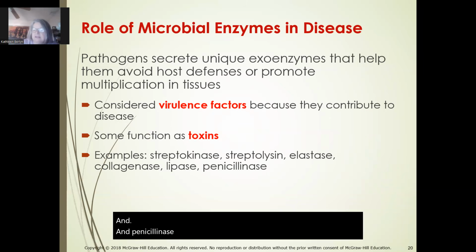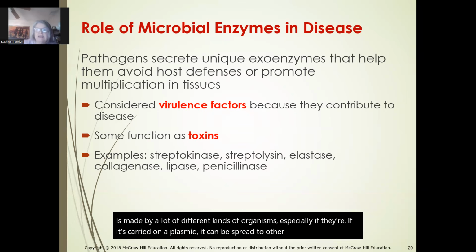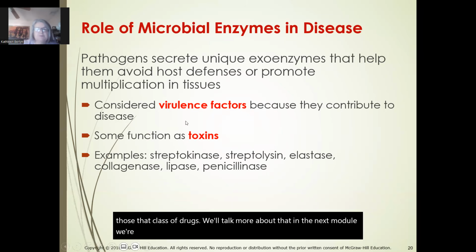Penicillinase is made by a lot of different kinds of organisms, especially if it's carried on a plasmid. It can be spread to other organisms, and it breaks down penicillin, specifically the beta-lactam ring that's in that class of drugs. We'll talk more about that in the next module, or in a couple modules.